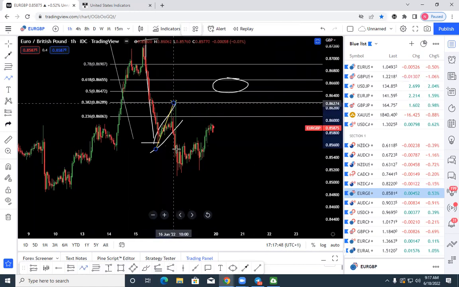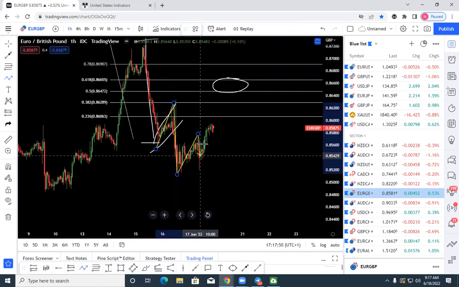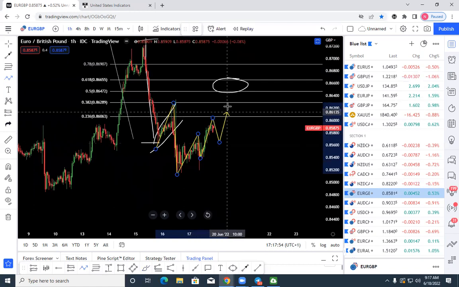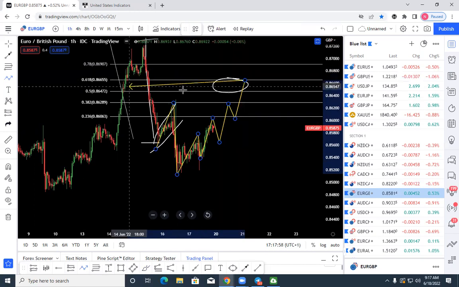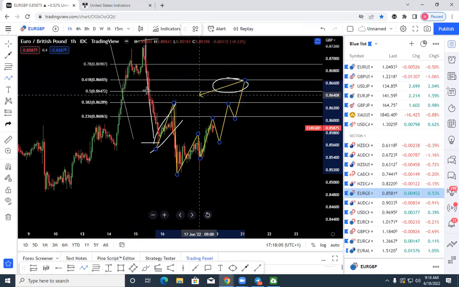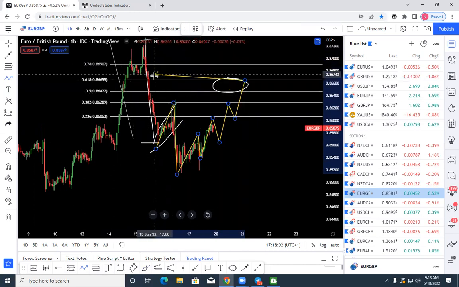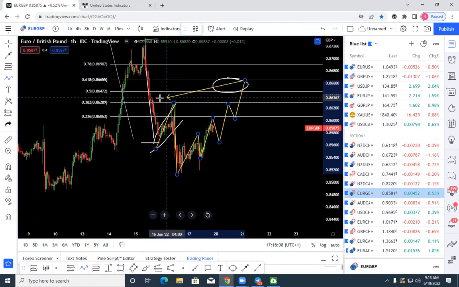You already have this move. You have this move. You have this move. You can have 3 waves here. You can have a pullback here, and then 3 waves here. Boom. Once you hit this level, guys, supply. Look at it. Look at this big candle. This impulse, guys, where is the biggest candle that you find there? Look at it here. This is the biggest candle. That's where the supply is.